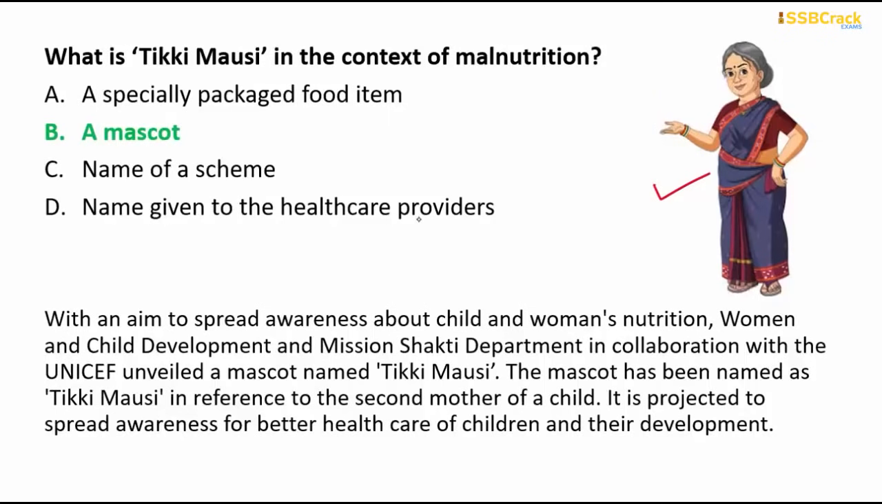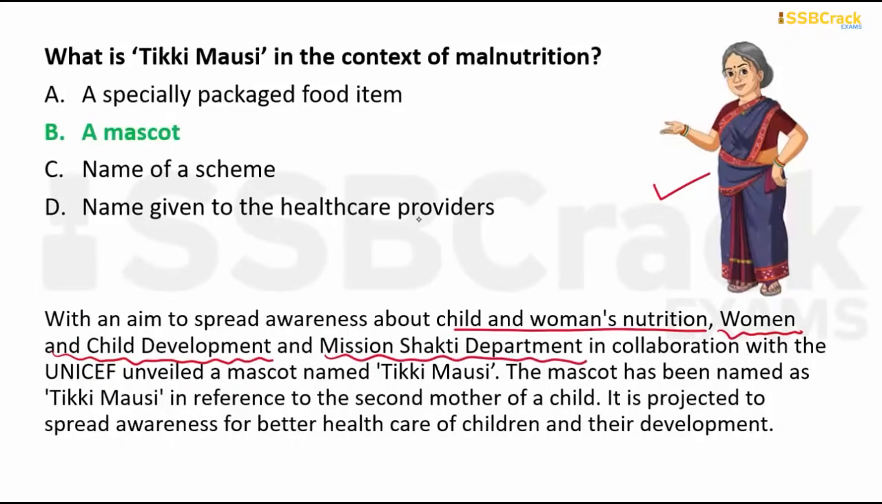With an aim to spread awareness about child and women's nutrition, the women and child development department of our own country and the Mission Shakti department, both in collaboration with UNICEF, have unveiled a mascot named Tikki Mausi. The mascot has been named Tikki Mausi in reference to the second mother of a child. It is projected to spread awareness for better health care of children and their development. This was done in the state of Odisha. So this is a very important update at that particular time.